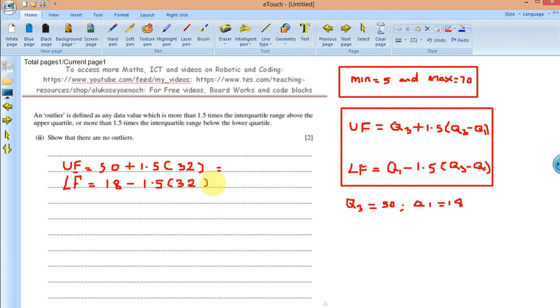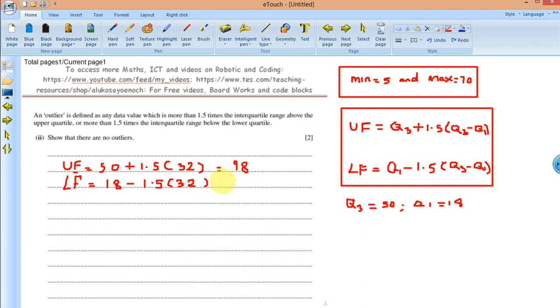Now if they are out, 50 plus 1.5 into 32. So that is 98. And you can see that 98 is greater than 70. So that's condition 1. Okay, meaning that they are out, that shows that there are probably no outliers.